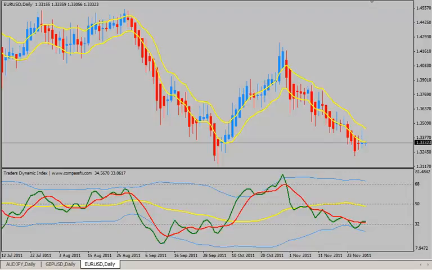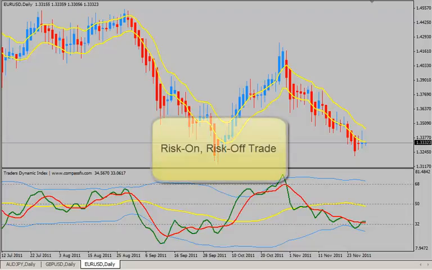Over the last few years, there's been a term that has gained a lot of popularity, and almost every day we hear it in the marketplace, and that is risk-on, risk-off trade. And I've had a number of folks recently ask me, what is a risk-on, risk-off trade? And as a Forex trader, what do I need to be looking for to trade a risk-on, risk-off trade?